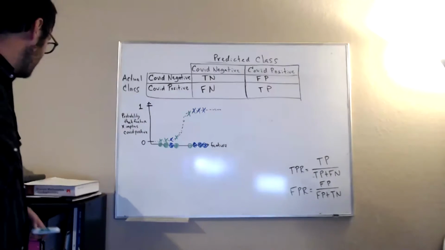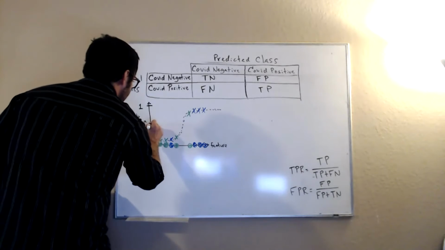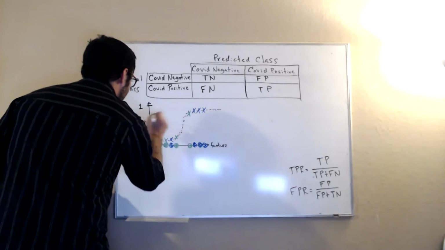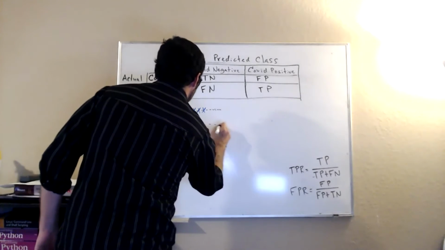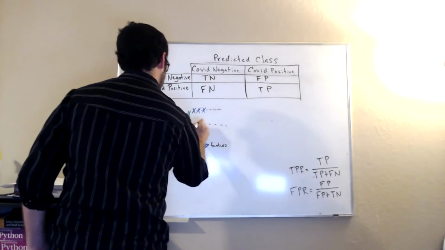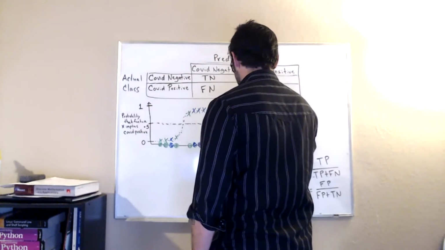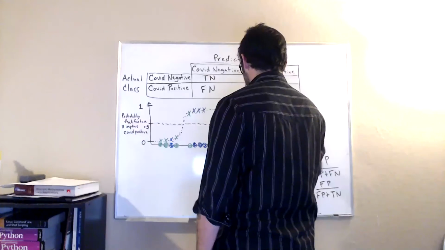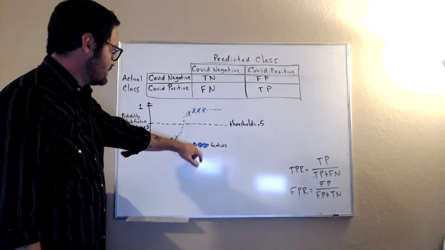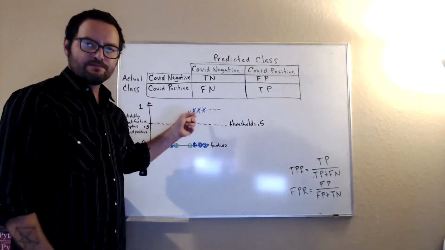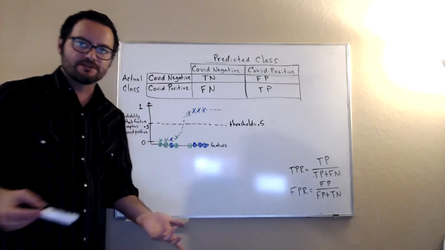So one such threshold would be something like 0.5 right there. So this would be the threshold equal to 0.5, right? We input a value and if it lands on this side of the threshold, we say that it's COVID positive, and if it ends up on this side of the threshold, we say that it's COVID negative.